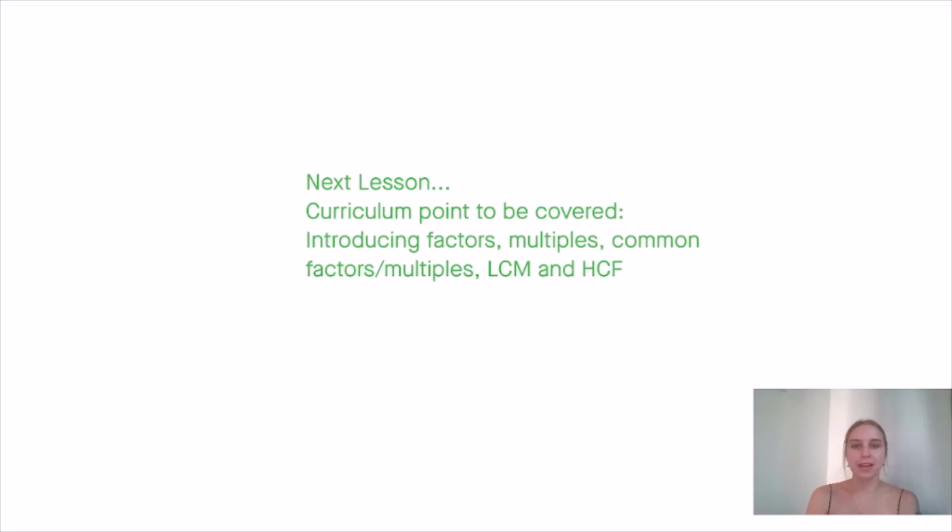Next lesson, we'll be looking at introducing factors, multiples, common factors and common multiples, as well as lowest common multiples and highest common factors.